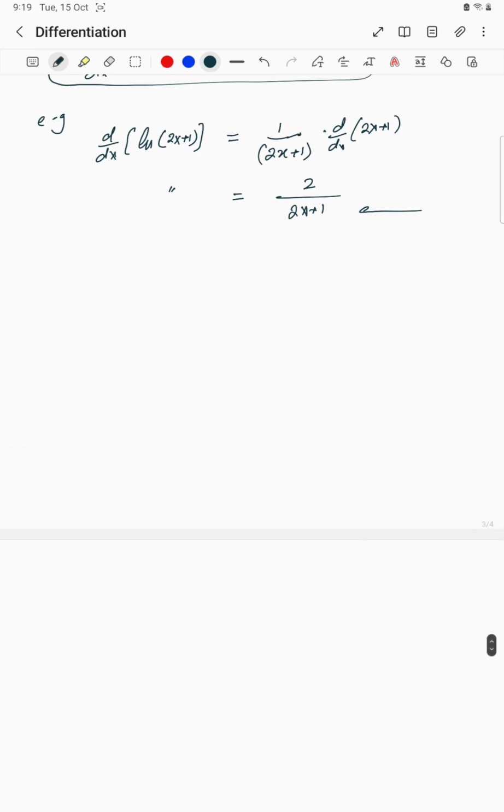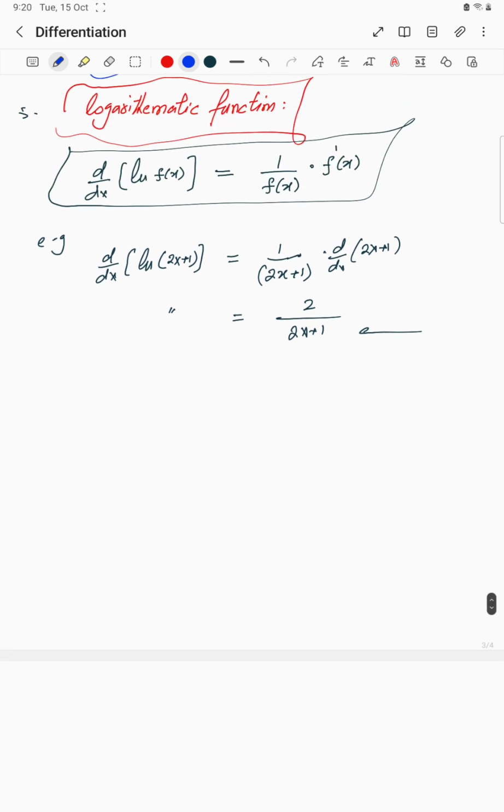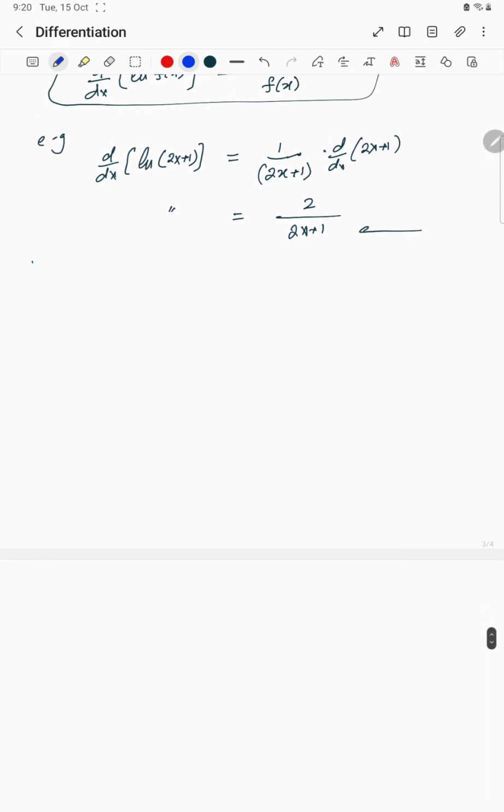Now a few questions based on the trigonometric functions. The proof of these rules is not in your syllabus, but the application is there. That's rule number 6 for trigonometry, and we have 6 trigonometric functions, so I will write d by dx of sine of x.